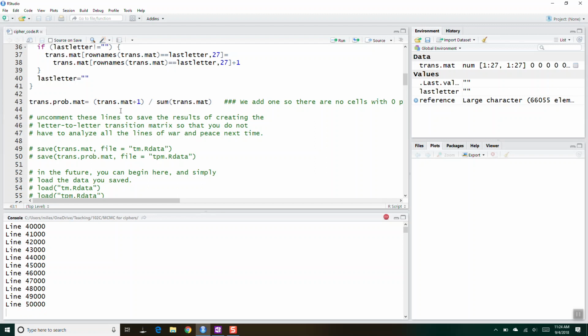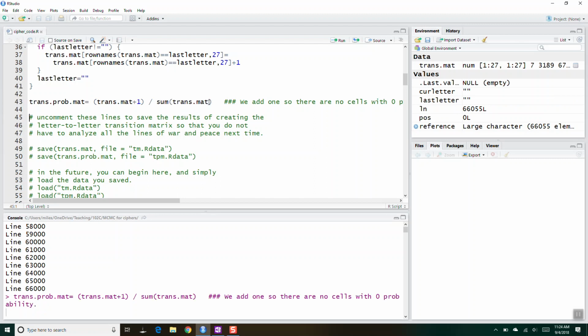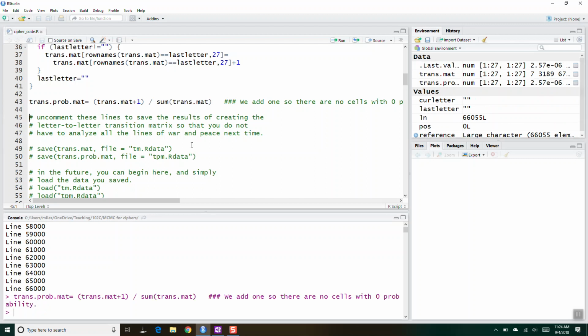But we have problems when we have 0 probabilities, right? In a product, if you multiply something by 0, everything becomes 0. So we're going to add 1 to everything, and then we're going to sum up by the transition, by the total. I should probably sum the transition matrix, 27 by 27. Okay, so we do this, and then we get our transition probability matrix.